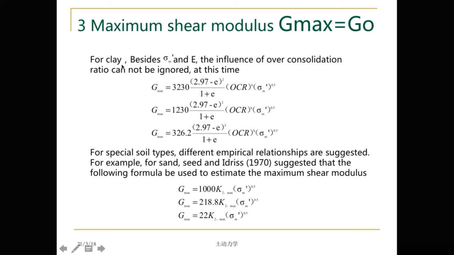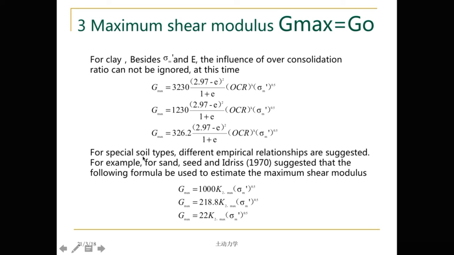For clay, besides sigma m prime and e, the influence of over consolidation ratio cannot be ignored. Then we have to use a term of OCR. At this time, Gmax is equal to 3,230 times (2.97 minus e) squared divided by 1 plus e, then times OCR powered by k and times sigma m prime powered by 0.5.